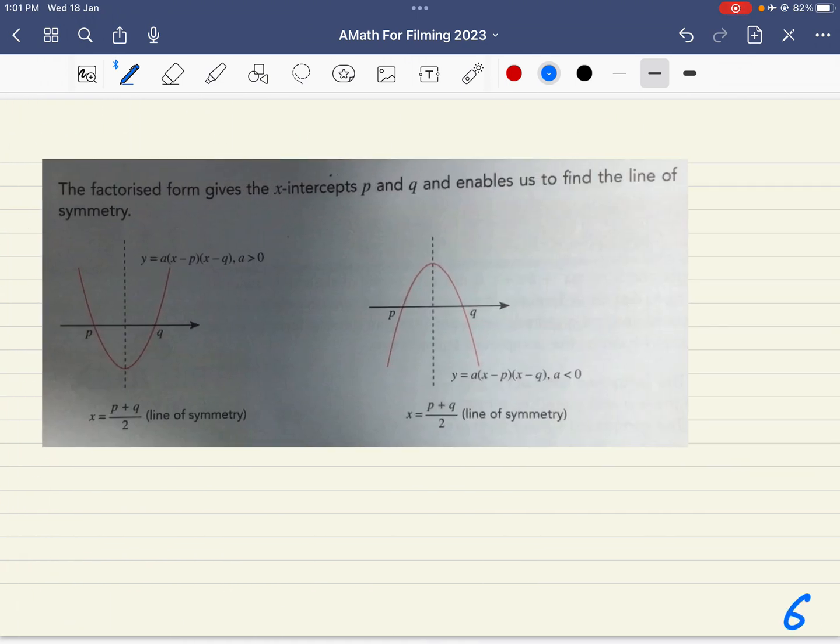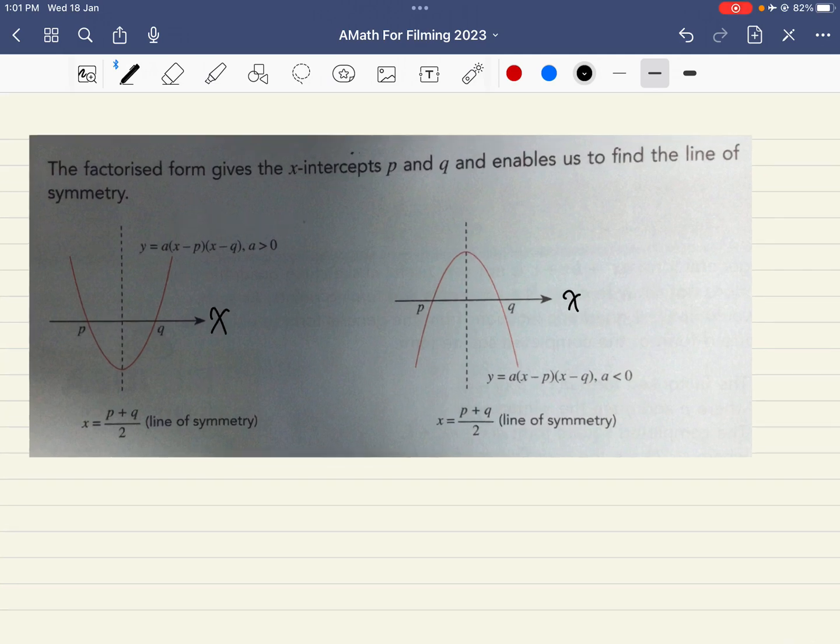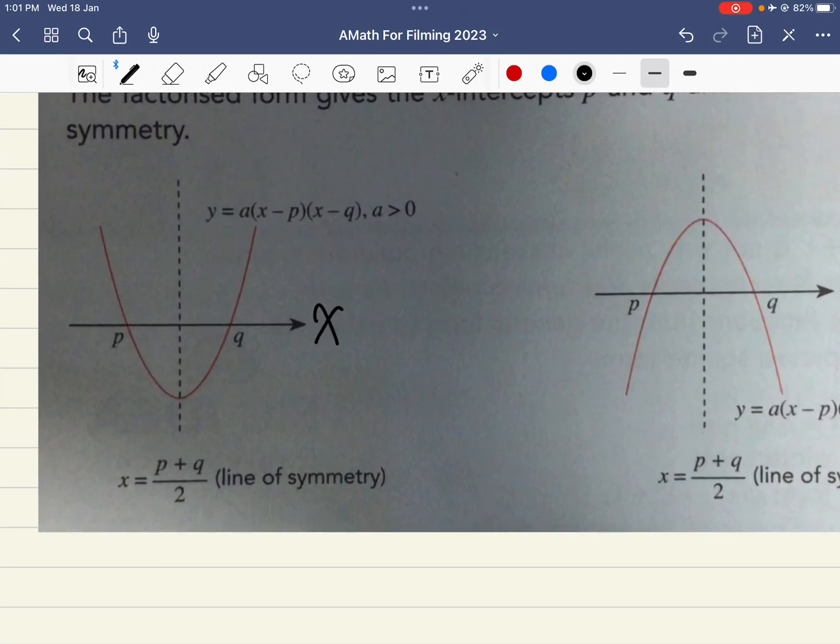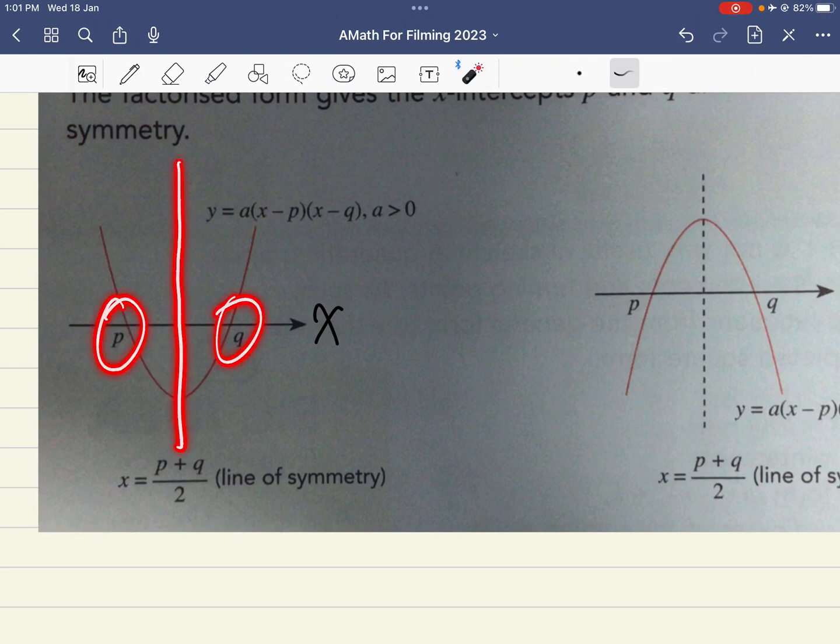Okay, now the x-intercepts P and Q enable us to find the line of symmetry. In order for me to find the x-intercepts, what I can do is factorize, and then the factorization will give me the roots where it intercepts the x-axis itself. So this diagram is not so clear. This is the x-axis and this is the x-axis. There's also a new idea here, which is the line of symmetry. How do I find the line of symmetry? Basically, what I'm trying to do is find the middle line between the two roots over here.